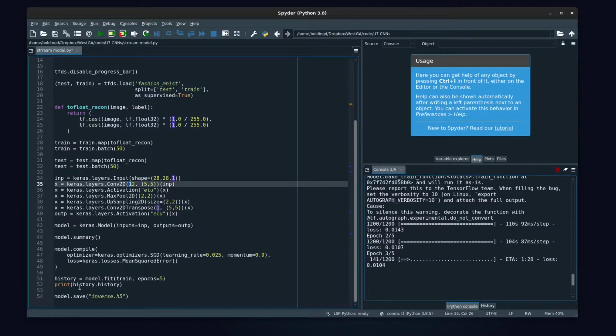Notice I compile it, I get my history, I print my history, and then I save this thing as an HDF5, right? Yeah, so even though there aren't a lot of parameters involved, there is a fair amount of math involved in computing the activation at each layer, and so we are going to be here a minute.